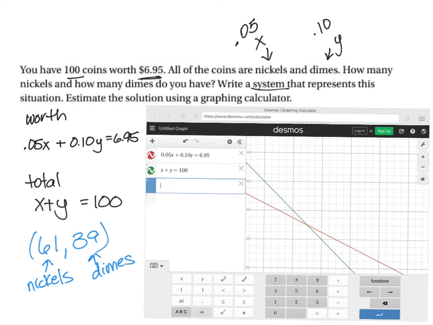So if I have 0.05 times the number of nickels, which is 61, plus 0.10 times the number of dimes, which is 39, that's $6.95. And then, of course, 61 plus 39 should give us a total of 100, and it does. So that means those two values satisfy both of those equations.